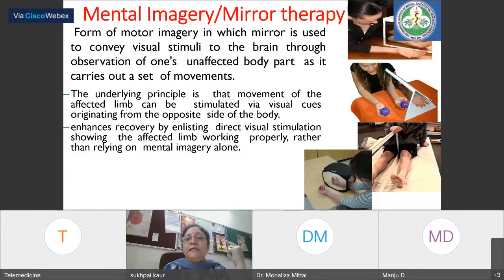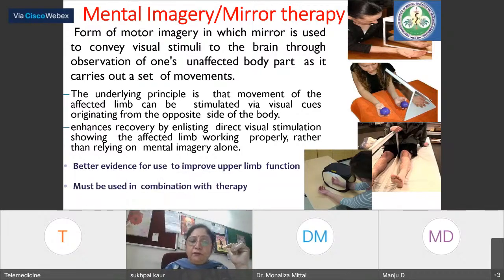So the underlying principle is that movement of the affected limb can be stimulated by visual cues originating from the opposite side of the body. It enhances the recovery by enlisting direct visual stimulation, showing the affected limb working properly rather than relying on mental imagery alone.